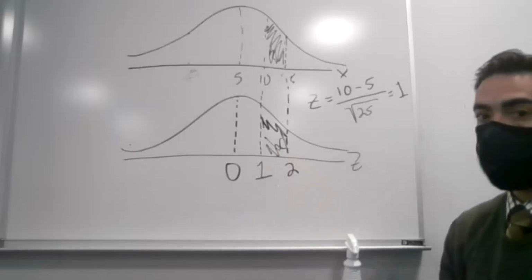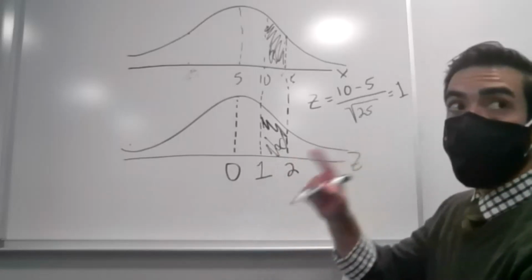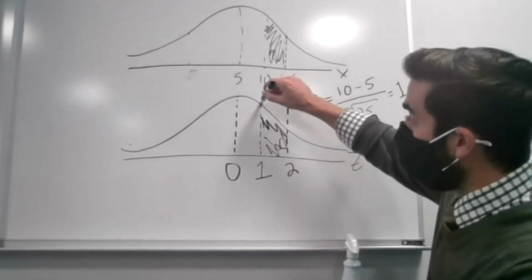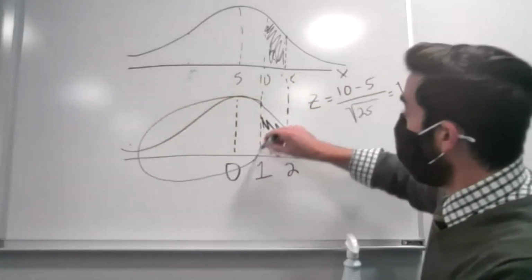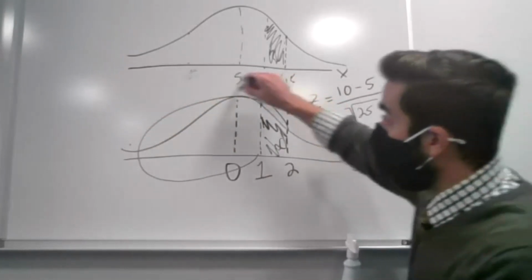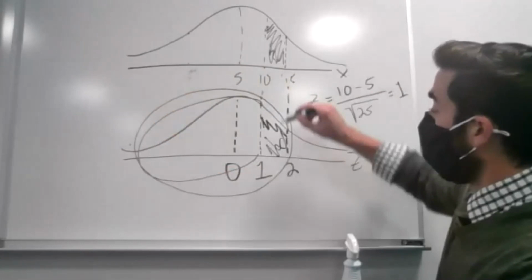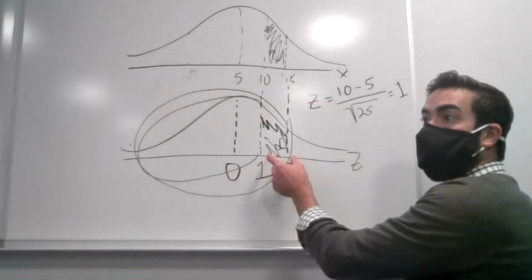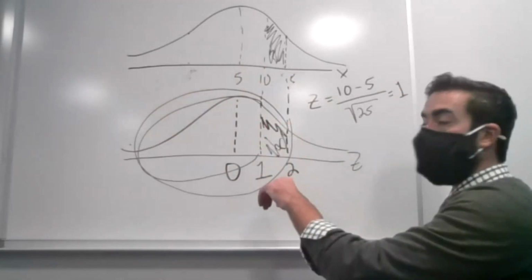So what I can do is use my table to find the area to the left of 1. I can also use it to find the area to the left of that z-score of 2. And if I want the area that's in between, how can I use those to find that?